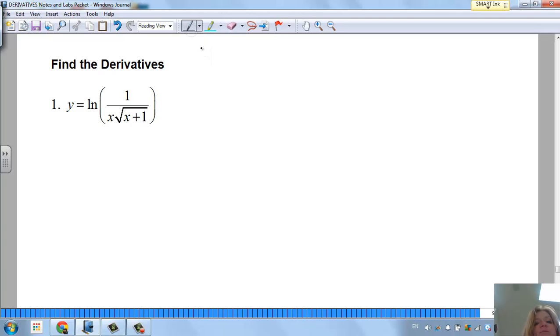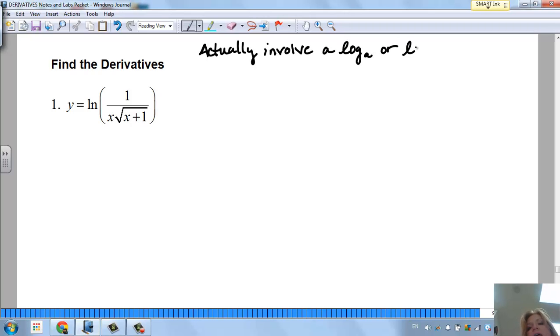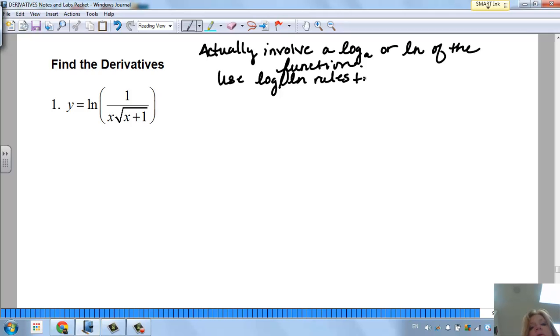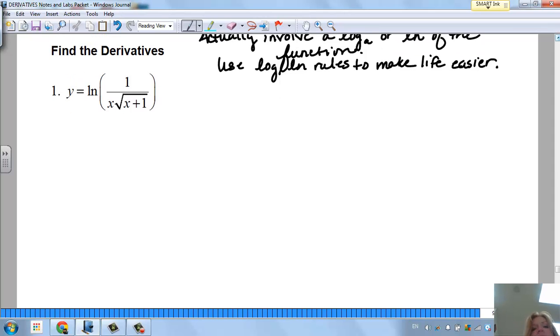So these examples actually involve a log of a certain base or the natural log of a function. You can use log or natural log rules, if you will, to make life easier. So I'm just going to do a couple problems here to show you, and this is a method that works really well. So natural log is in here, so I know I can use log rules.